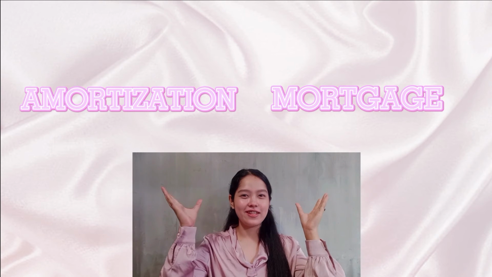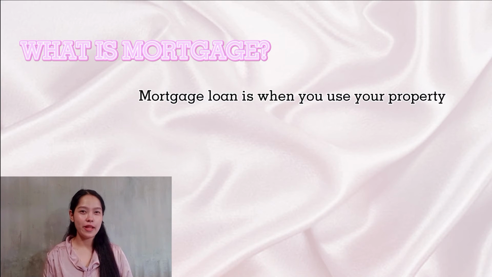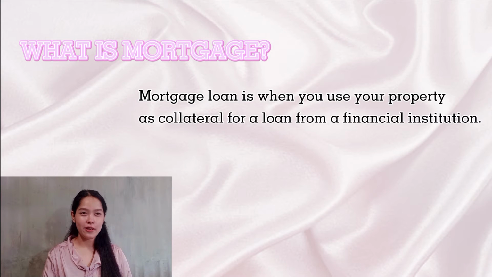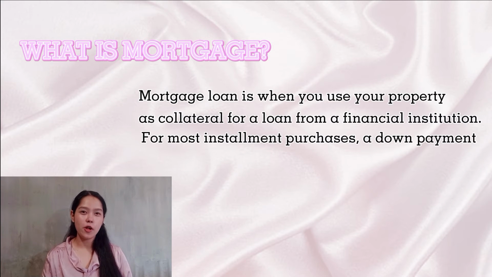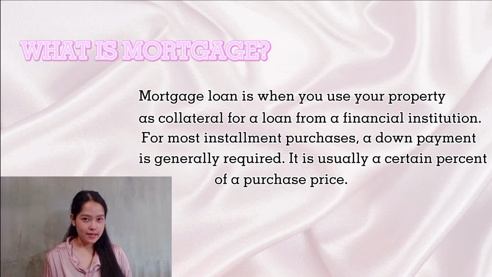Today we'll tackle about mortgage and amortization. What is mortgage? Mortgage is when you use your property as a collateral for a loan from a financial institution for most installment purchases. A down payment is generally required. It is usually a certain percent of a purchase price.